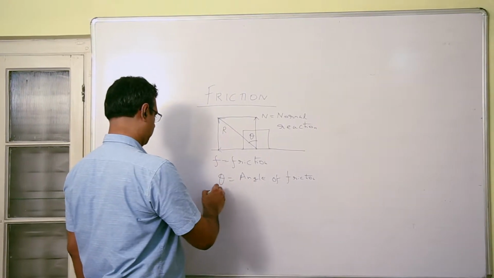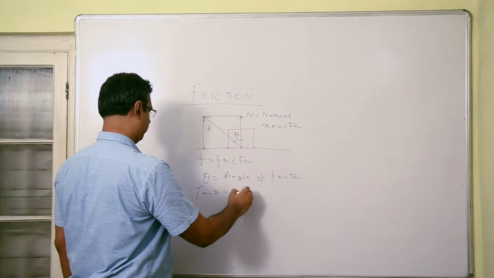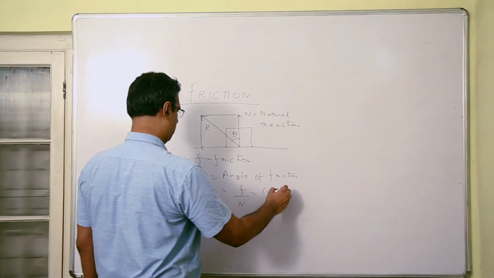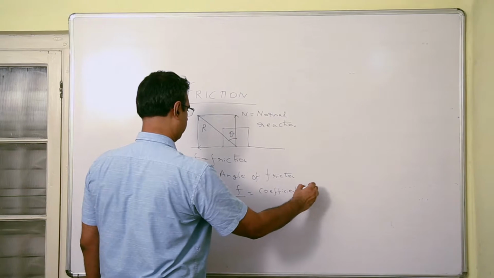Now, tan theta, as you can see from the figure, is F by N. This is called the coefficient of friction.